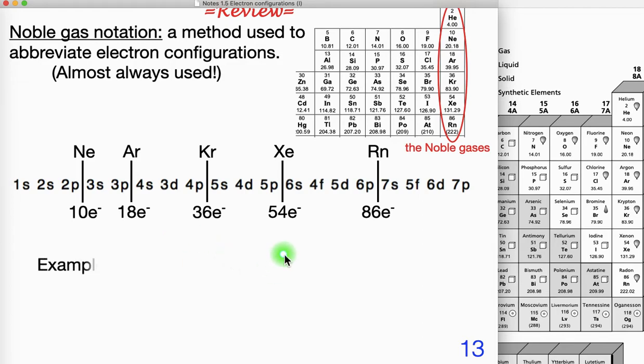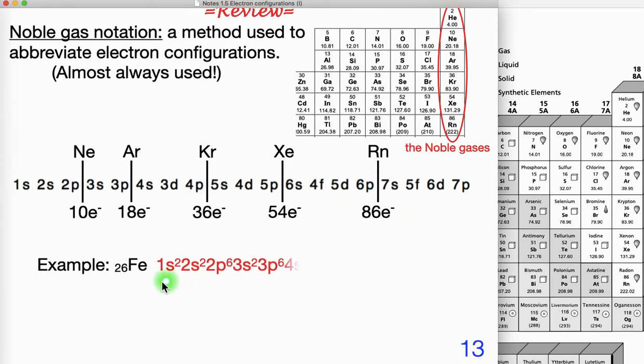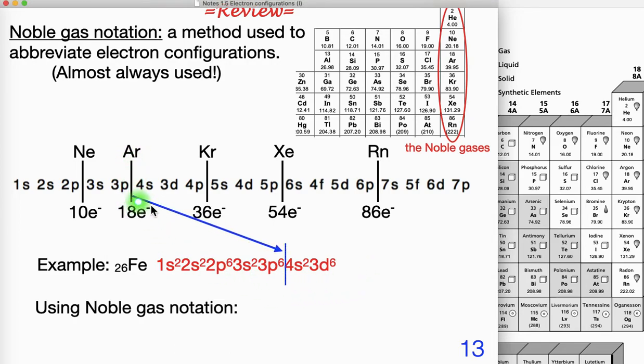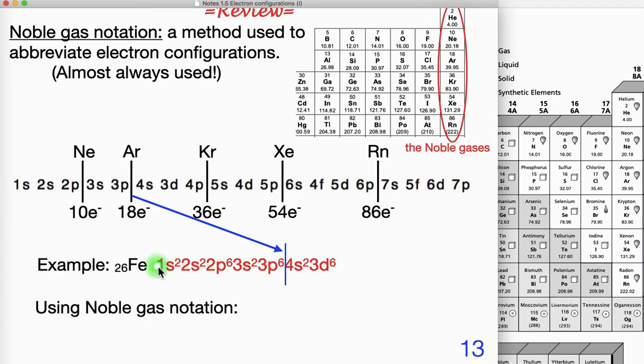So let's see how this works. Let's look at iron. Iron is atomic number 26. So it's right here. It ends in 3d1, 2, 3, 4, 5, 6. So it ends in 3d6. So its electron configuration would be this. But using noble gas notation, we can shorten that considerably. So what we're going to do is use argon, because if we look at iron right here and just go backwards to the last noble gas, which is argon, we can use it to represent all of the electron configuration up to that point using argon in brackets. So argon in brackets is the abbreviation that we're using to represent all of the electron configuration up to that point.